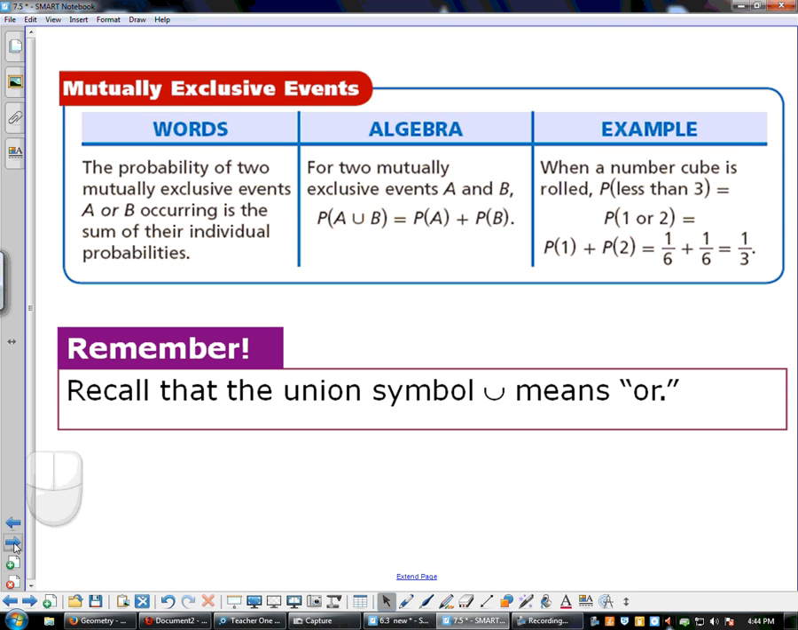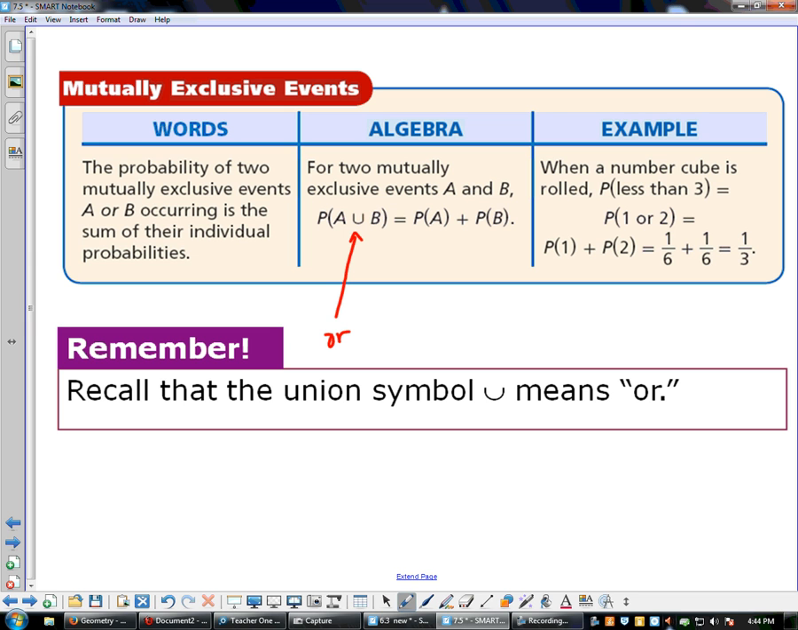Whenever we have mutually exclusive events, the probability of two mutually exclusive events, A or B, occurring is the sum of their individual probabilities. So for two mutually exclusive events, A and B, we use this symbol right here to represent A or B. So we'll add the probability of A to the probability of B. So it is a sum there.